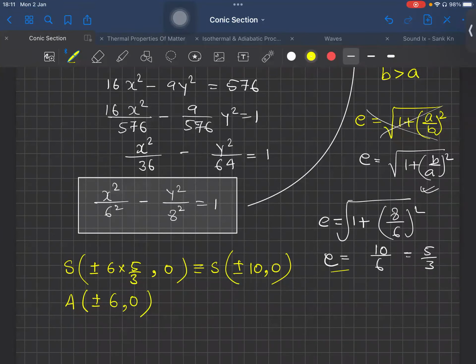So you got the foci, the vertices, the eccentricity. What else? Length of latus rectum. What is the length of latus rectum for this hyperbola? 2b square upon a, that's what we have studied. So 2 times b square: b is 8, b square is 64, upon a is 6. How much is this? 64 upon 3 units is the length of latus rectum.